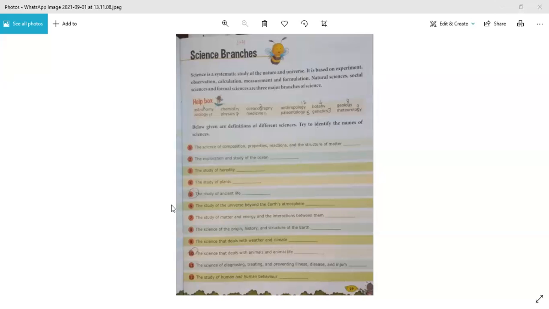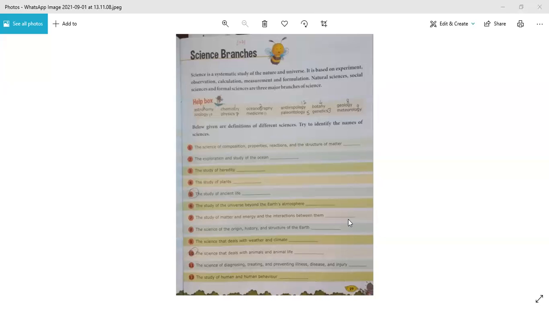Okay, so when any of the scientists want to study about the universe, that study beyond the Earth's atmosphere, what will be the name of that study? That study will be known as astronomy. Okay. After that, you have to learn the next term: when the study of matter and energy and the interaction between matter and energy is done, that is known as physics.